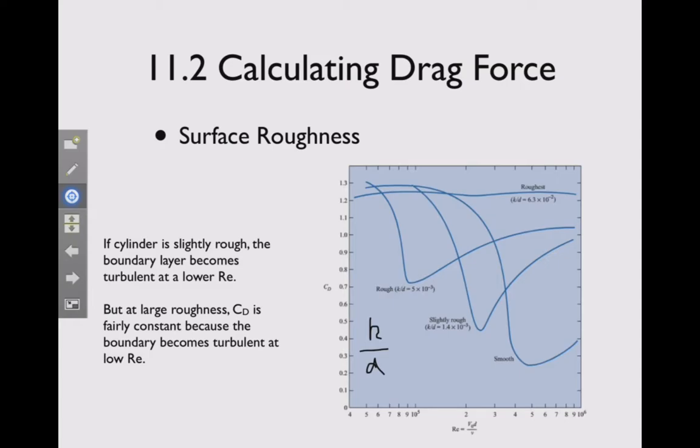Note that these Reynolds numbers are quite large. They're starting at about 4 times 10 to the 4, so this is getting close to the turbulent regime, as you can see. And so again, if we know the roughness of our cylinder, we're able to read this off this chart and use this to determine the coefficient of drag at a particular velocity or Reynolds number for a particular sized cylinder.